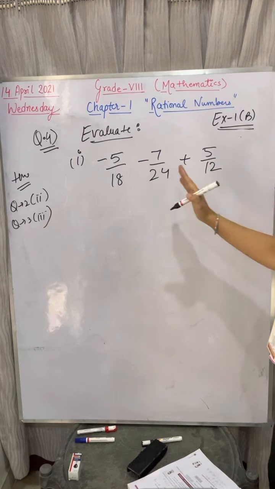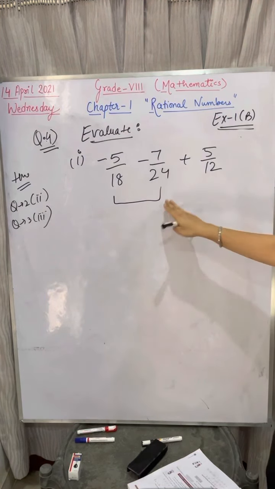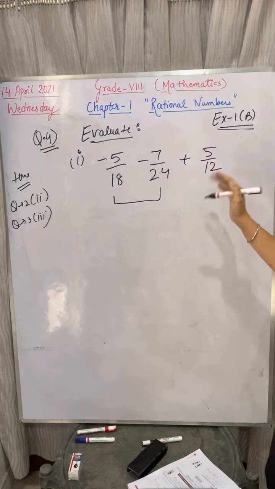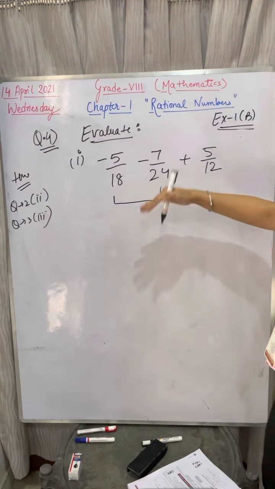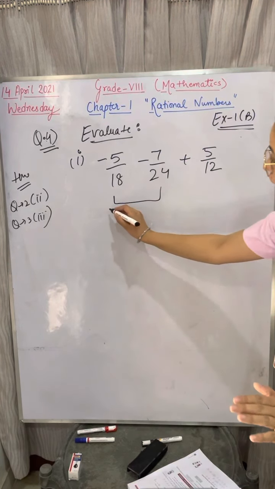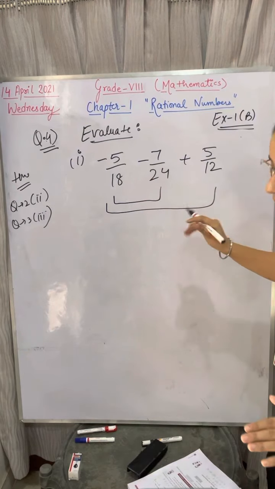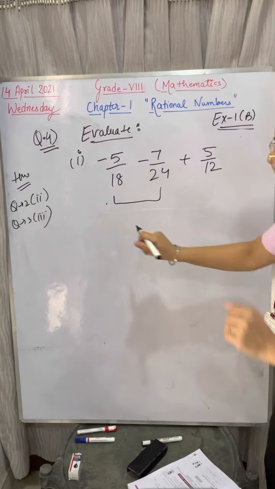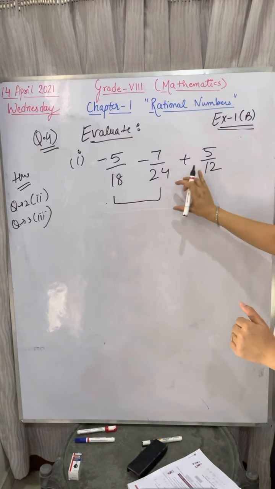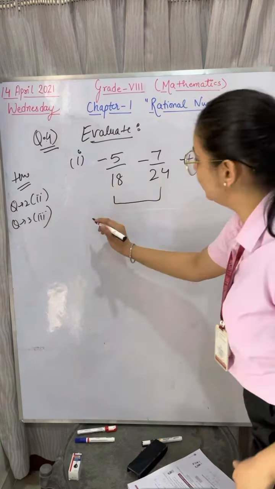Now, first of all, you can solve these two and then you can add with this. Okay, or together you can take out the LCM and then you can simplify. You can do like this. Any way you can do. You can take out the LCM of all three, and then you can simplify, or you can simplify these two and then you can simplify with the third one. Okay, it's up to you. In any way you can solve. Suppose I'm solving in this way.